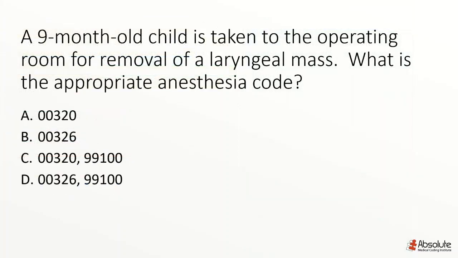All right, so I'm going to take this short and easy one. All right, good to know, Soma. All right, so here we go. We have A 00320, B 00326, C 00320, 99100, D 00326, 99100. A 9-month-old child is taken to the operating room for removal of a laryngeal mass. What is the appropriate anesthesia code? All right, coders, your time starts now. You've got 2.5 minutes.